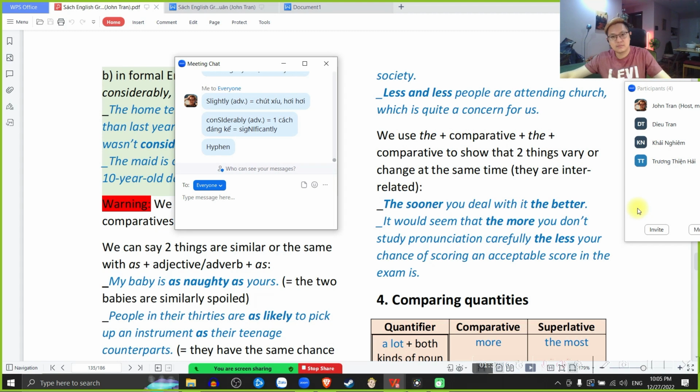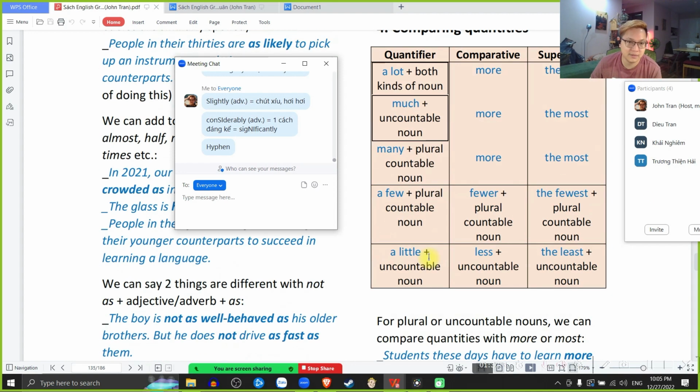The sooner you deal with it, the better. Là âm nha, kéo dài. Chứ không phải là kéo dài đâu nha. The sooner you deal with it, the better. The sooner, the better. It would seem that the more you don't study pronunciation carefully, the less your chance of scoring an acceptable score in the exam is. Very good, thank you.